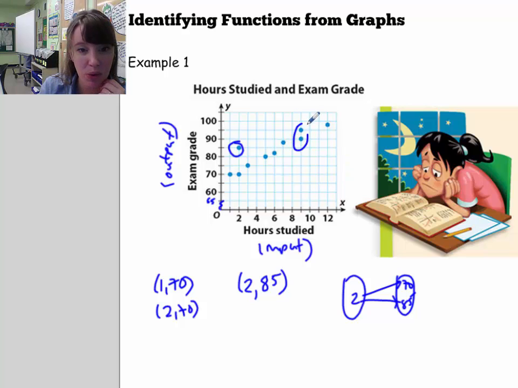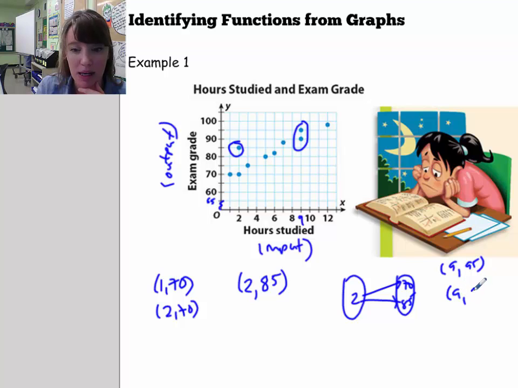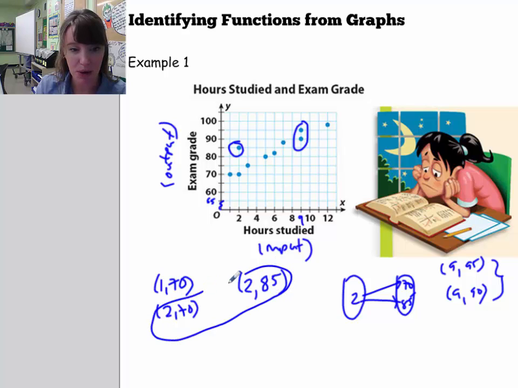So look at these 2 points right here. These 2 points both have an input value of 9, but separate output values. This would be 9, 95 and 9, 90. So right here, it was enough that we had 2 coordinate pairs that had the same input value, but again, there's another set of pairs that are our problem. So this is absolutely not a function.